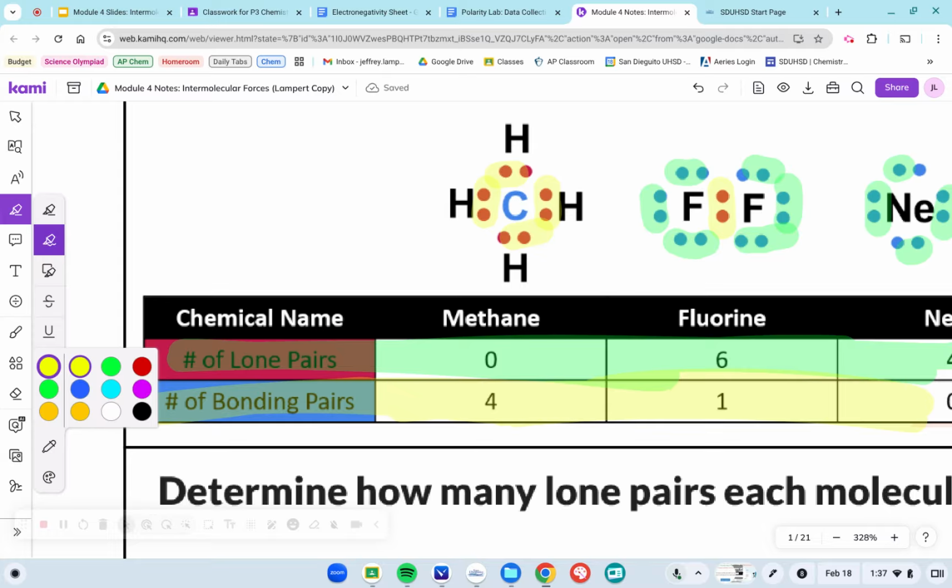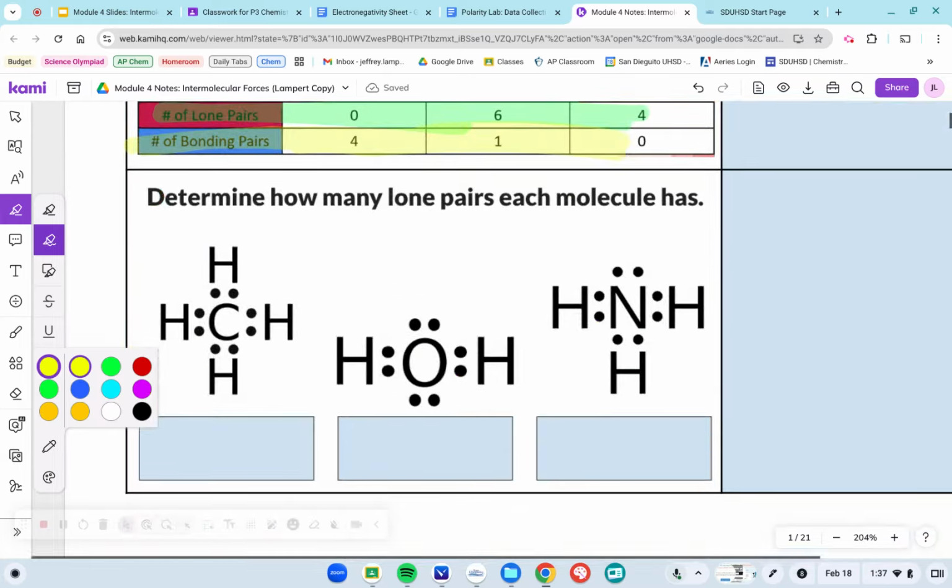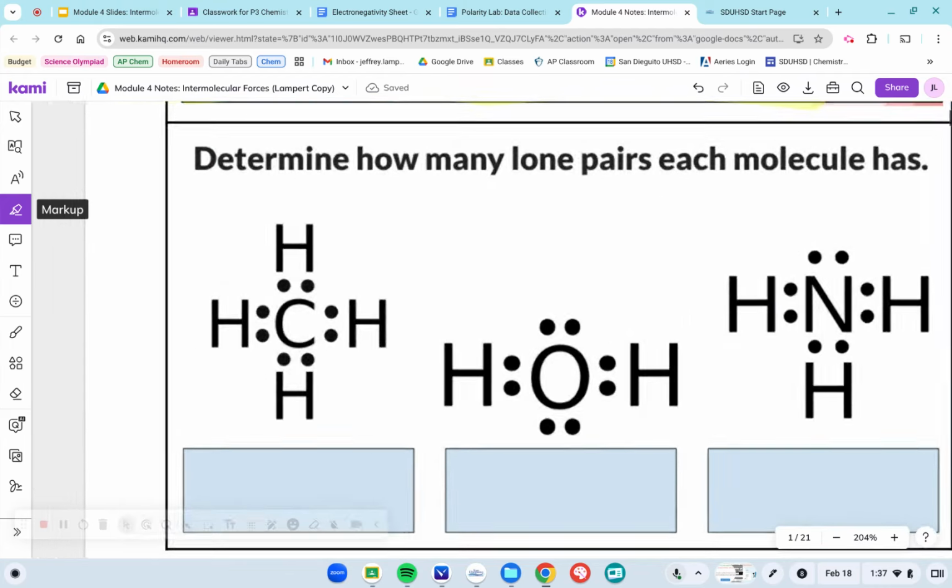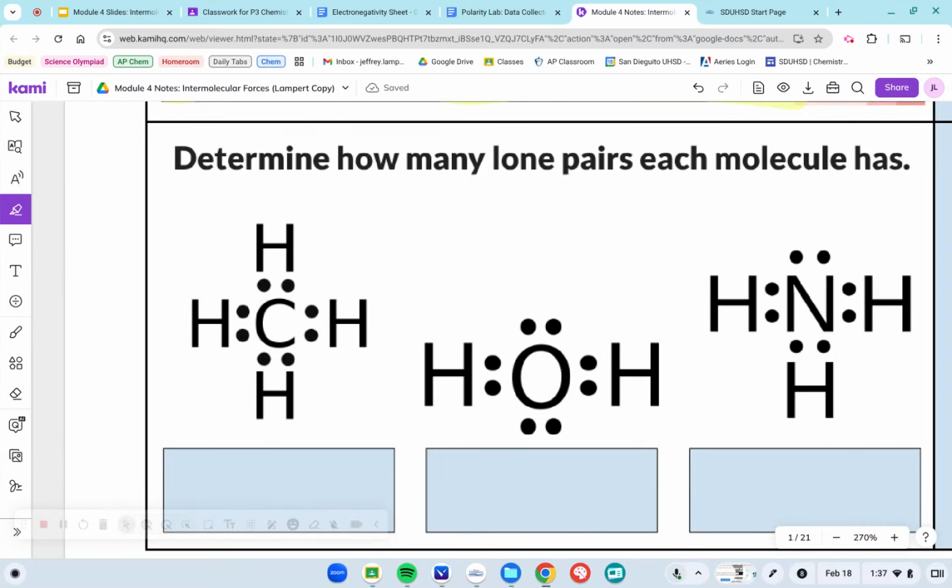All right, so now what I want you all to do is try and practice here. I want you all to try and figure out how many lone pairs each molecule has. How many lone pairs does CH4 have? What about H2O? What about NH3? So go ahead and try and figure this out. How many lone pairs does each one have? See if you can do it.